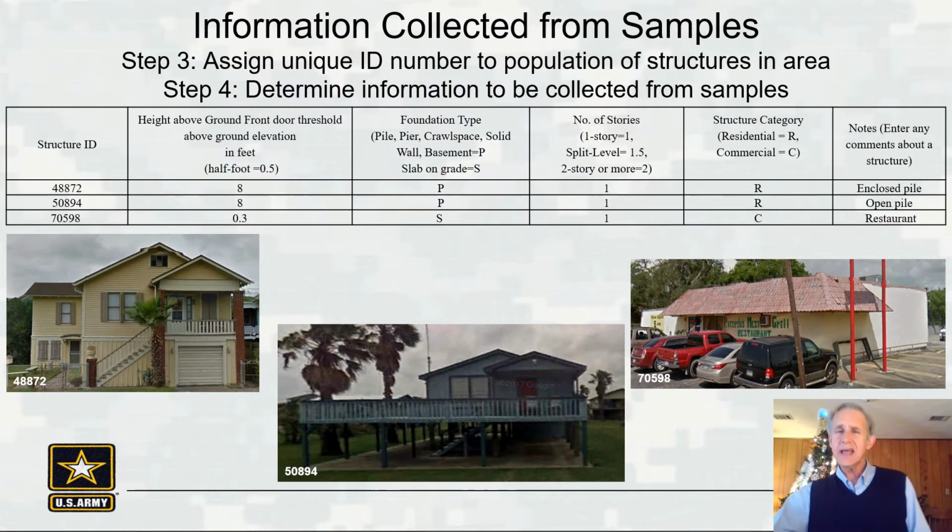So step 3, now that we know how many structures in those areas of interest, we've got to identify those structures. And you could drive and go to the structures. Instead, what we did is we used information collected using Google Street View. And so here are 3 example structures. You see the structure ID number, and then we got the height above ground that the first floor is.